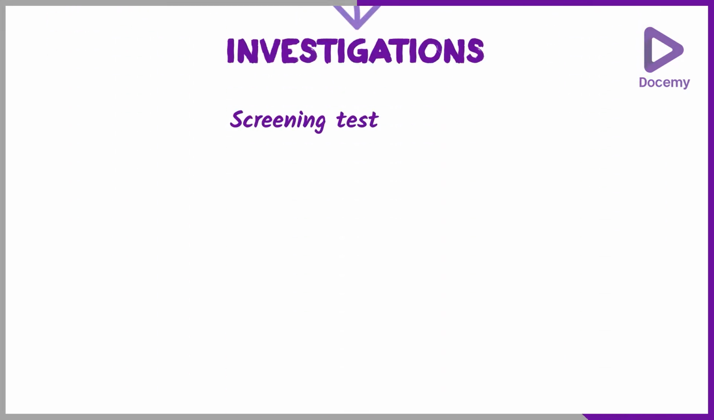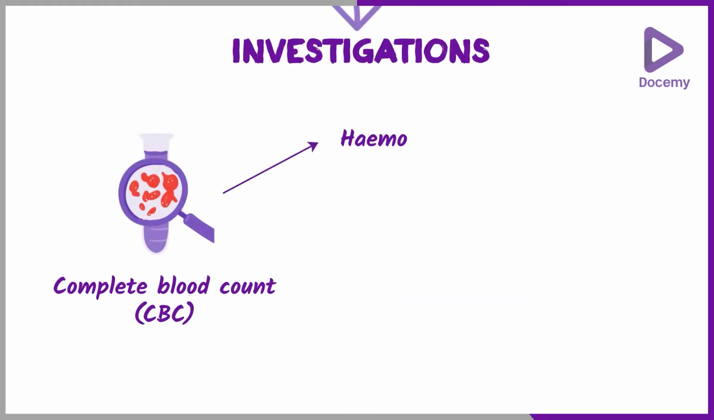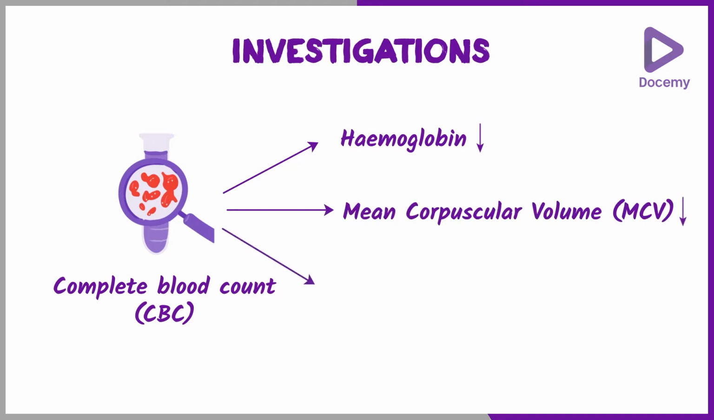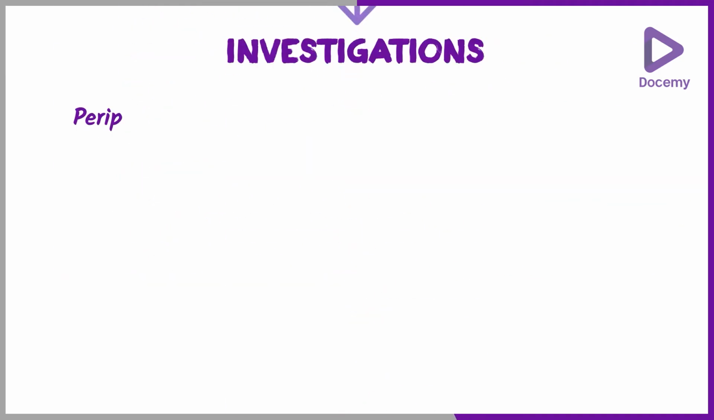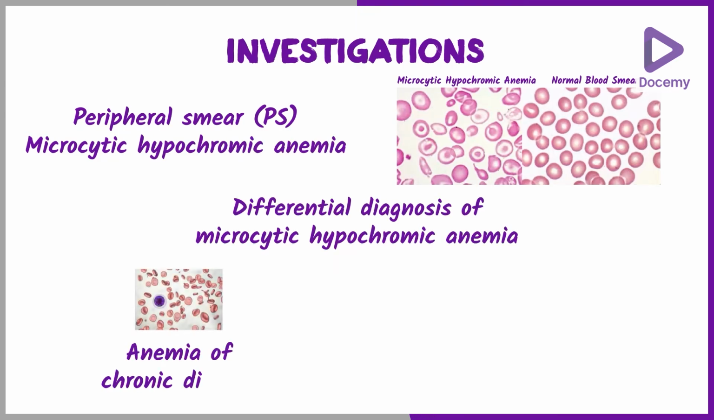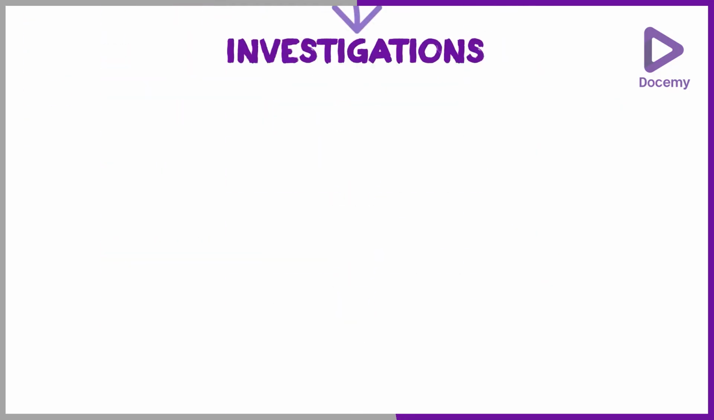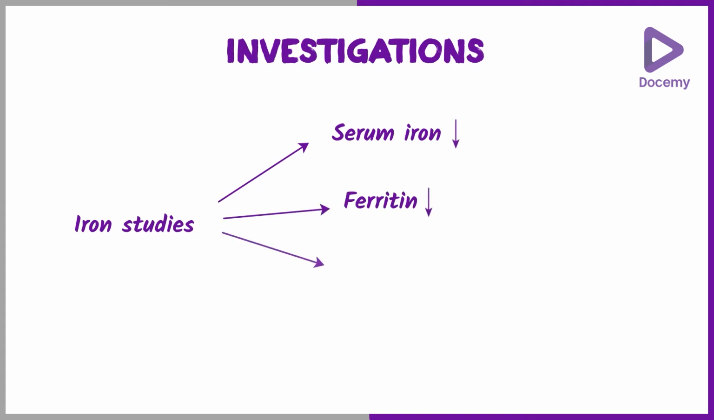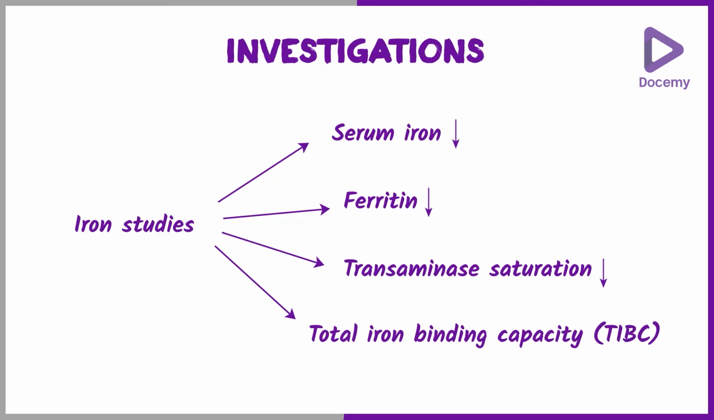Investigation, the screening test is ferritin, but for exams always start with complete blood count. Hemoglobin will be decreased, mean corpuscular volume or MCV will be decreased and your red cell distribution width will be increased. If you do a peripheral smear, you will be getting microcytic hypochromic anemia. The closest differential diagnoses are anemia of chronic disease and thalassemia. You proceed with iron studies, everything will come down like serum iron, ferritin or transferrin saturation. Only one thing goes up, that is total iron binding capacity.